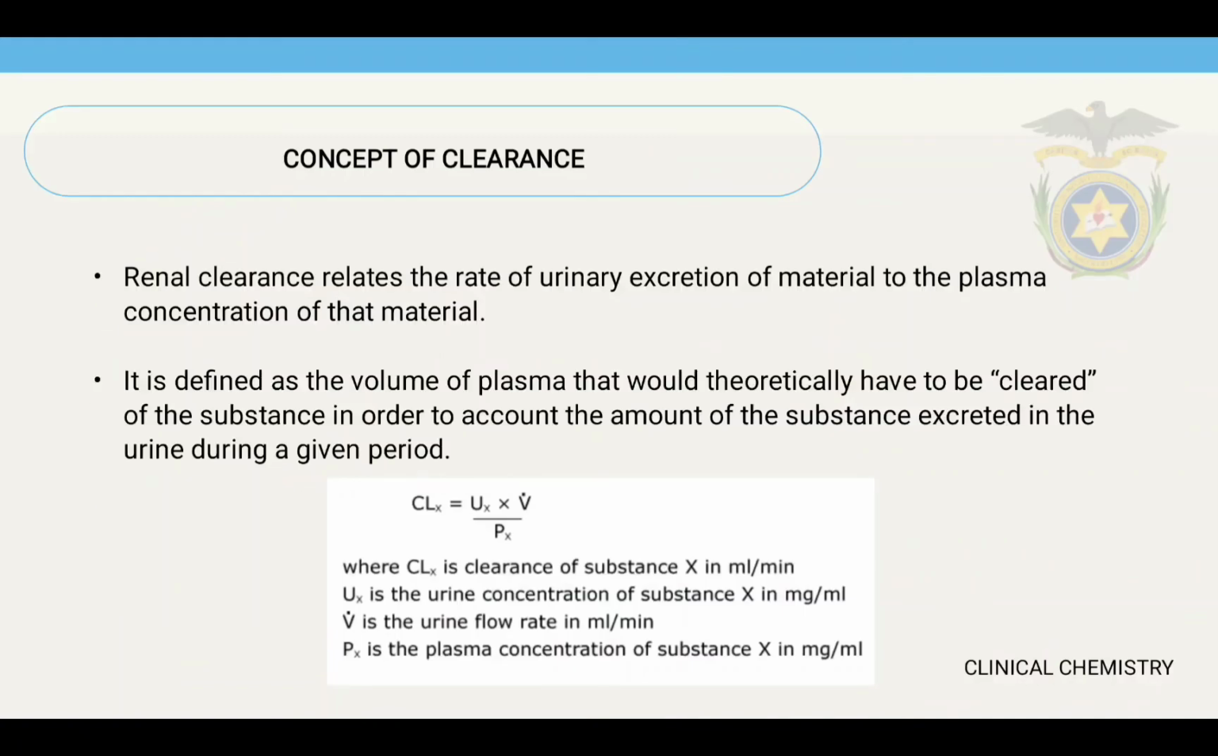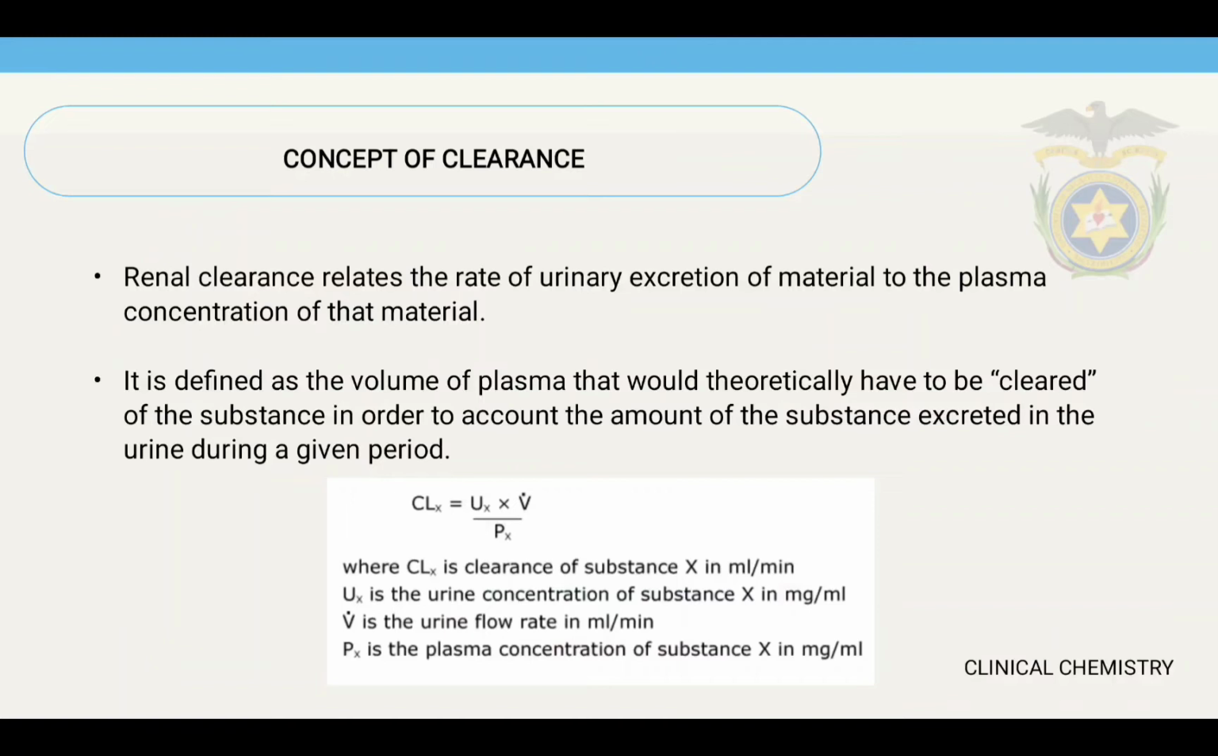So what is clearance? Well, renal clearance relates the rate of urinary excretion of material to the plasma concentration of that same material. It is defined as the volume of plasma that would theoretically have to be cleared of the substance in order to account for the amount of the substance excreted in the urine during a given period.